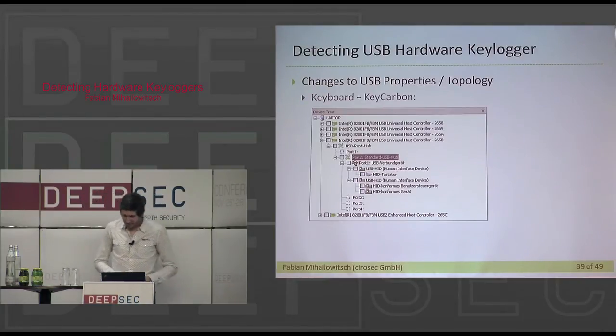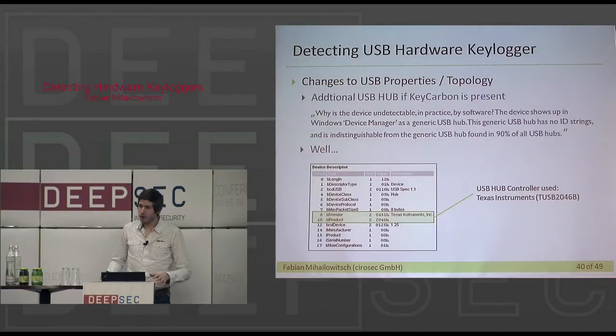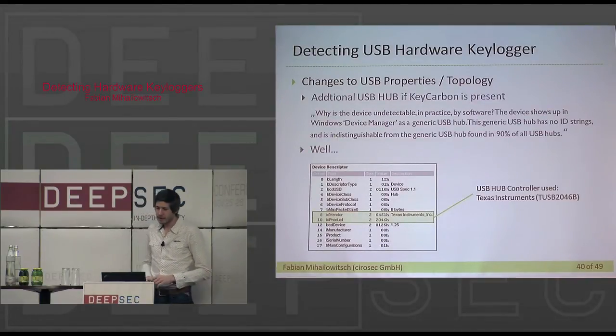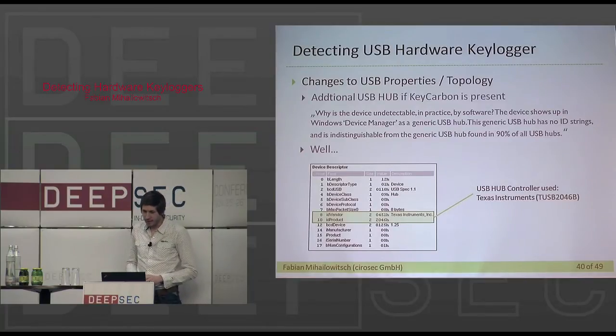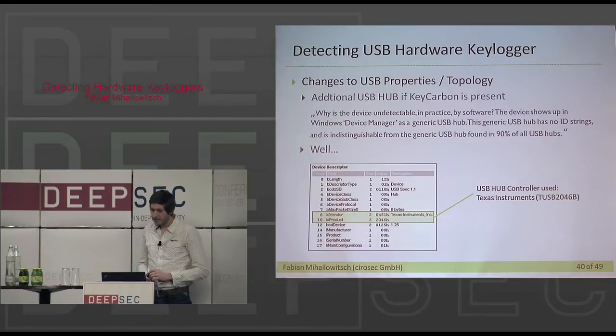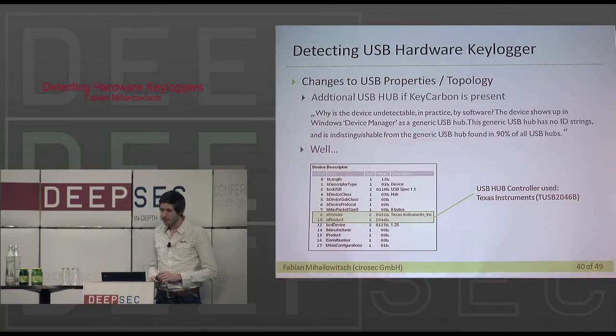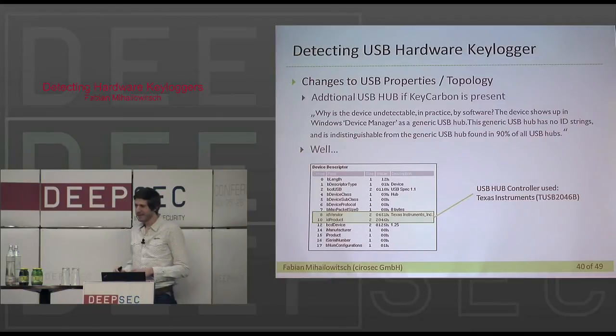Okay, but that's no problem. The vendor says: why is the device undetectable in practice by software? The device shows up in Windows Device Manager as a generic USB hub. This generic USB hub has no ID strings and is indistinguishable from the generic USB hub found in 90% of all USB hubs. I mean, at first, that's pretty cool that you say, we are undetectable. Okay, we introduce a hub, but we are still undetectable because it looks like all hubs.